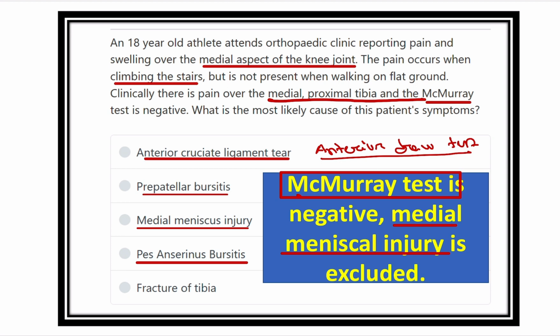And fracture of the tibia: in case of any type of fracture, the movement of the limb or the affected part is restricted, but here movement is possible because walking is possible. So fracture of the tibia is not the answer. So our answer is pes anserine bursitis or pes anserine tendinitis.